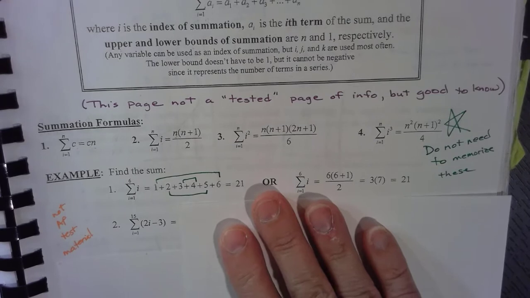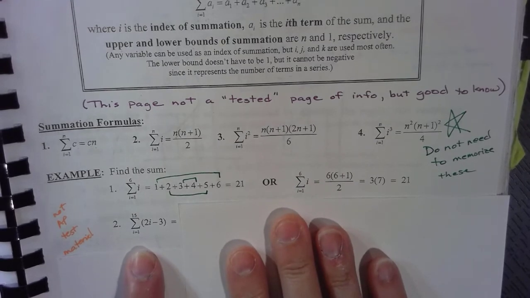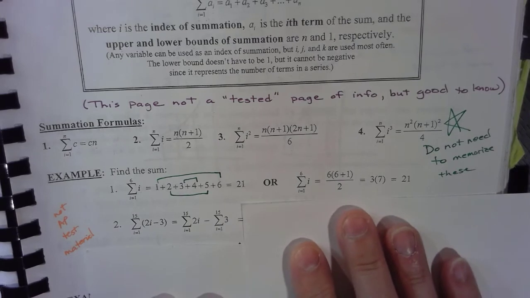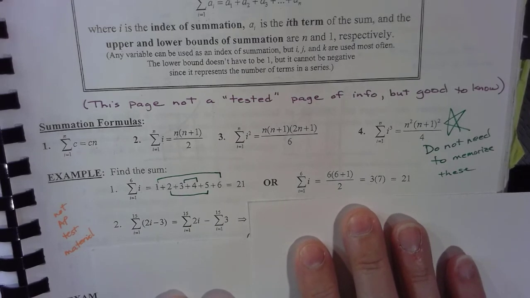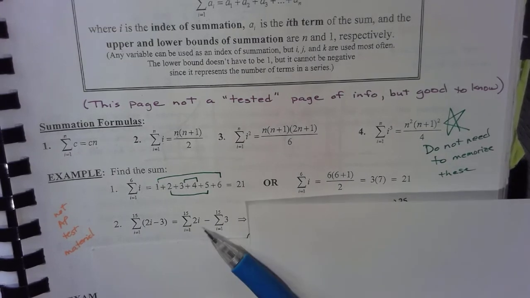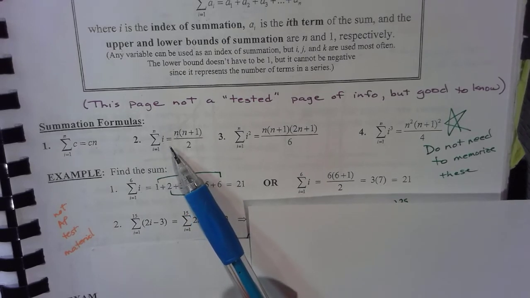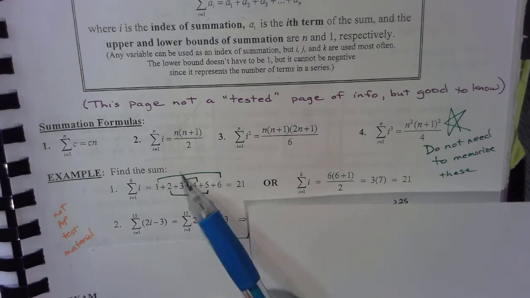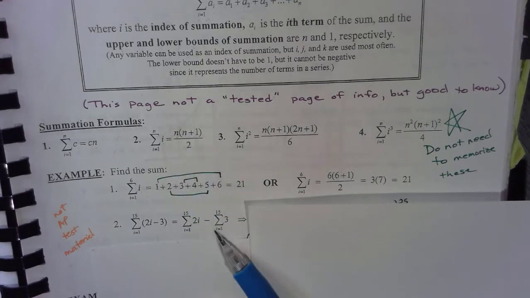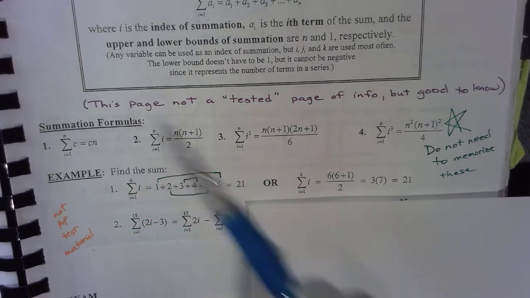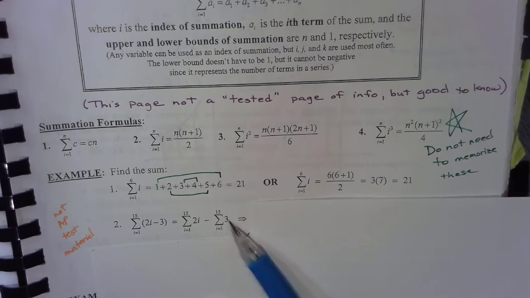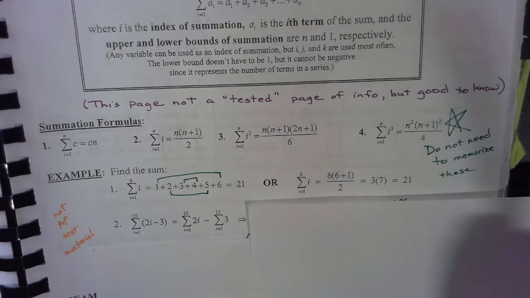Here's another problem. The sum as i goes from 1 to 15 of 2i minus 3. Well, we can make two summations out of that. And what we have here is 2 times i, so I can bring the 2 out in front and then use this formula. And this is a constant, which means this. So that means 3, 15 times, 3 plus 3 plus 3 plus 3, until I've added it 15 times. Or I can do 15 times 3.